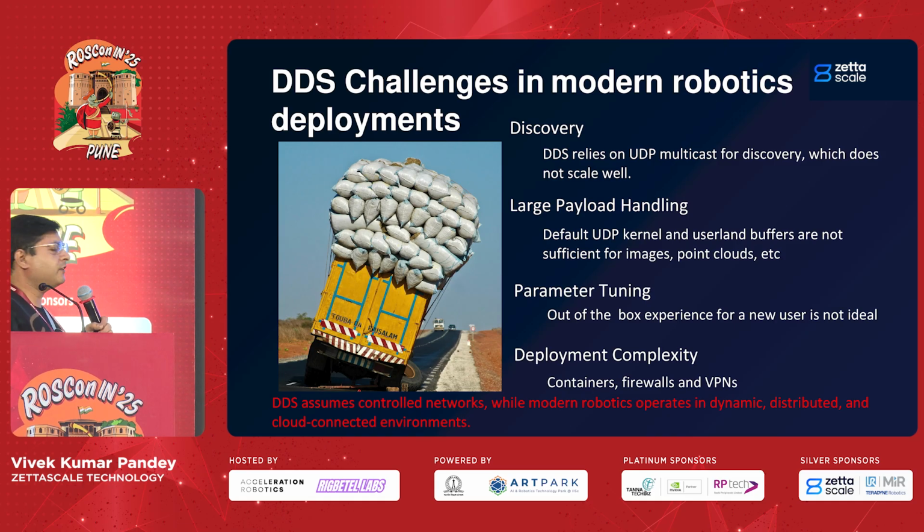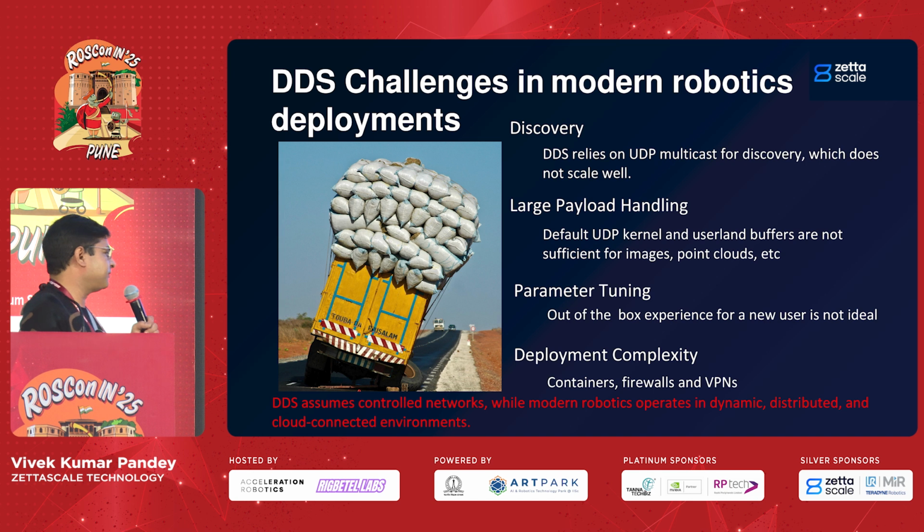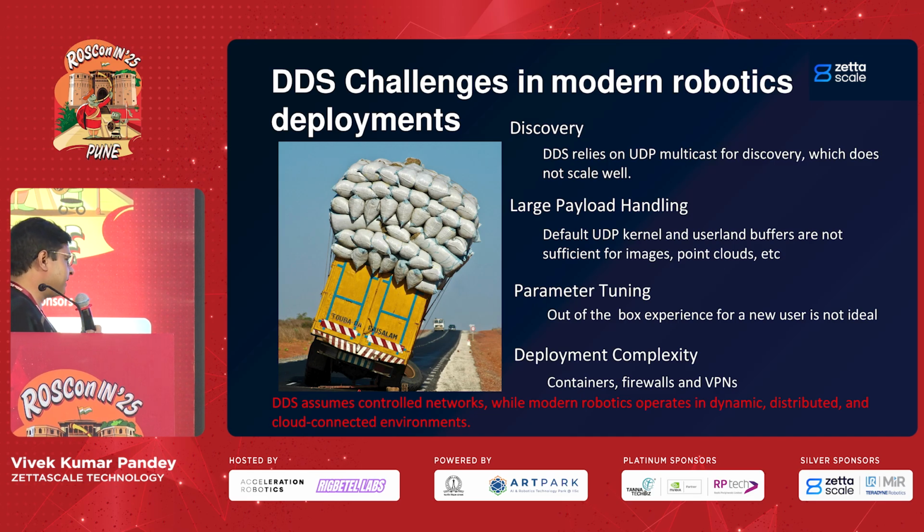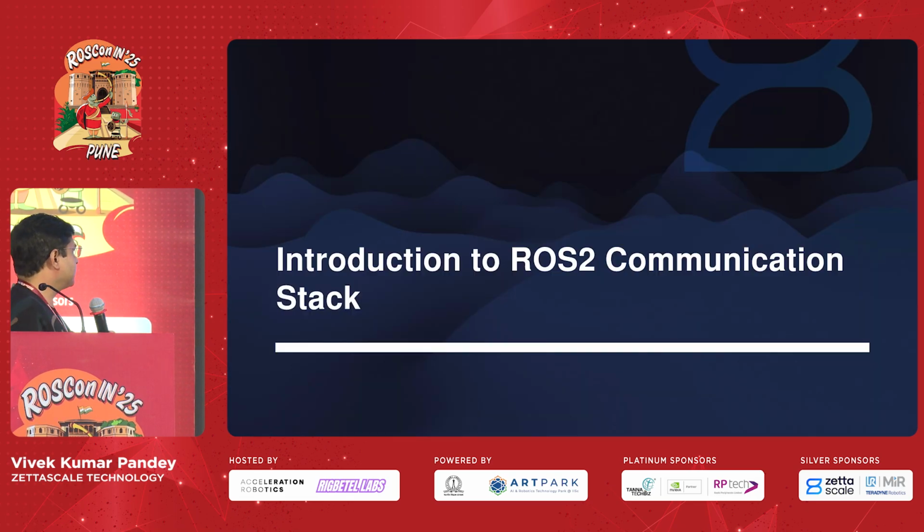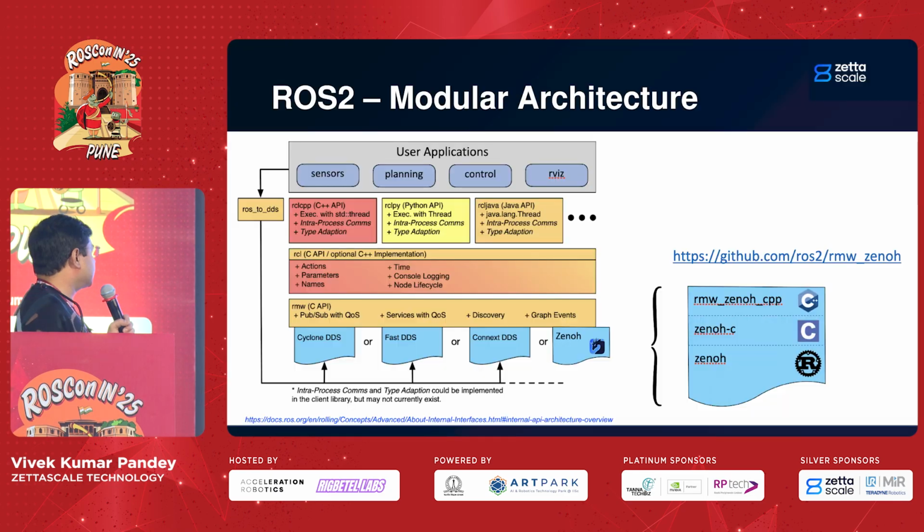And DDS was not meant for deployments like containers, firewalls, and VPNs. You have to configure many things, so it is very difficult in this scenario. In short, DDS assumed a controlled network, while modern robotics operates in dynamic, distributed, and cloud environments. So now we step back to the ROS 2 communication stack.